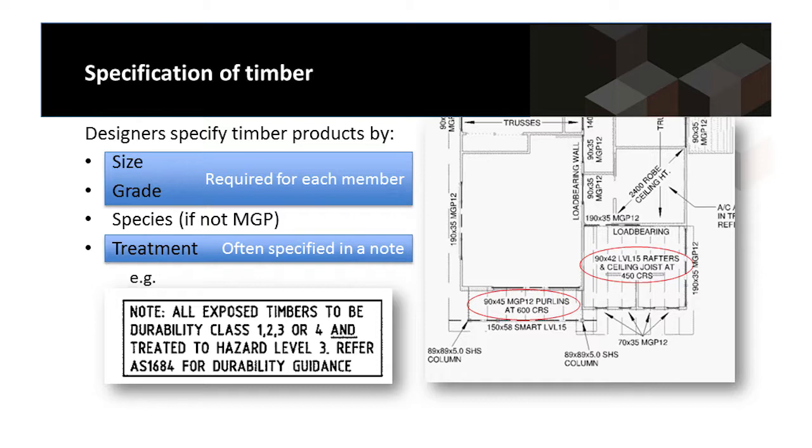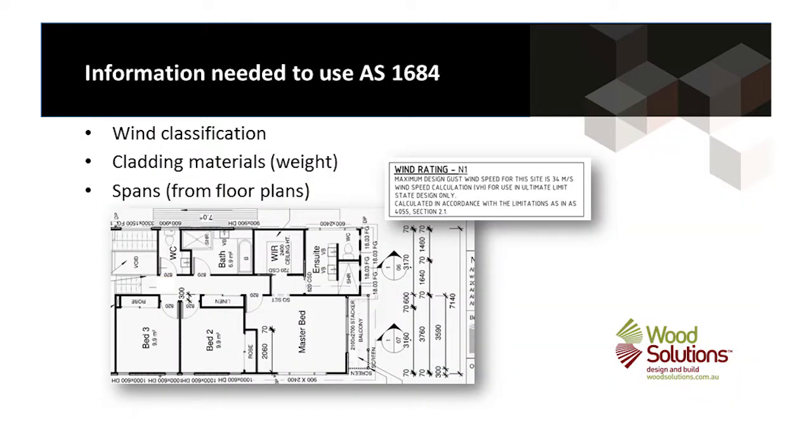We also have to specify treatment, and it can be done in a number of different ways. On the plans itself, it often calls up the size and grade of individual materials and their spacing and how they're going to be laid out. And it may be a note that says what the treatment requirements are for all of the structural timber in the building. So we need wind classification.